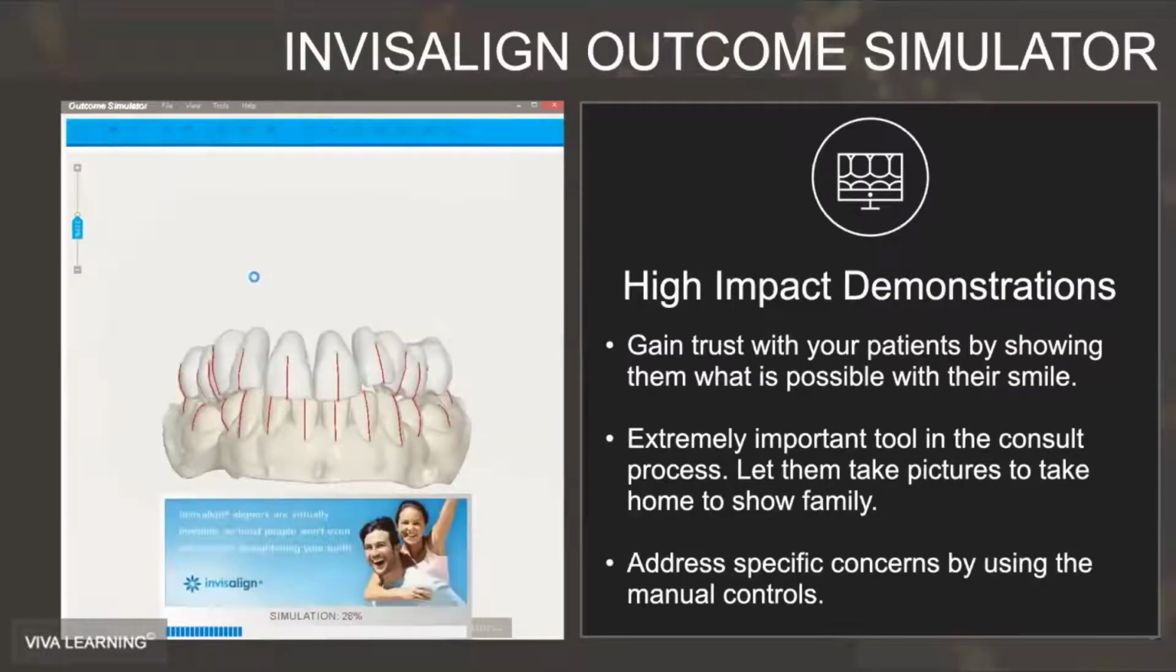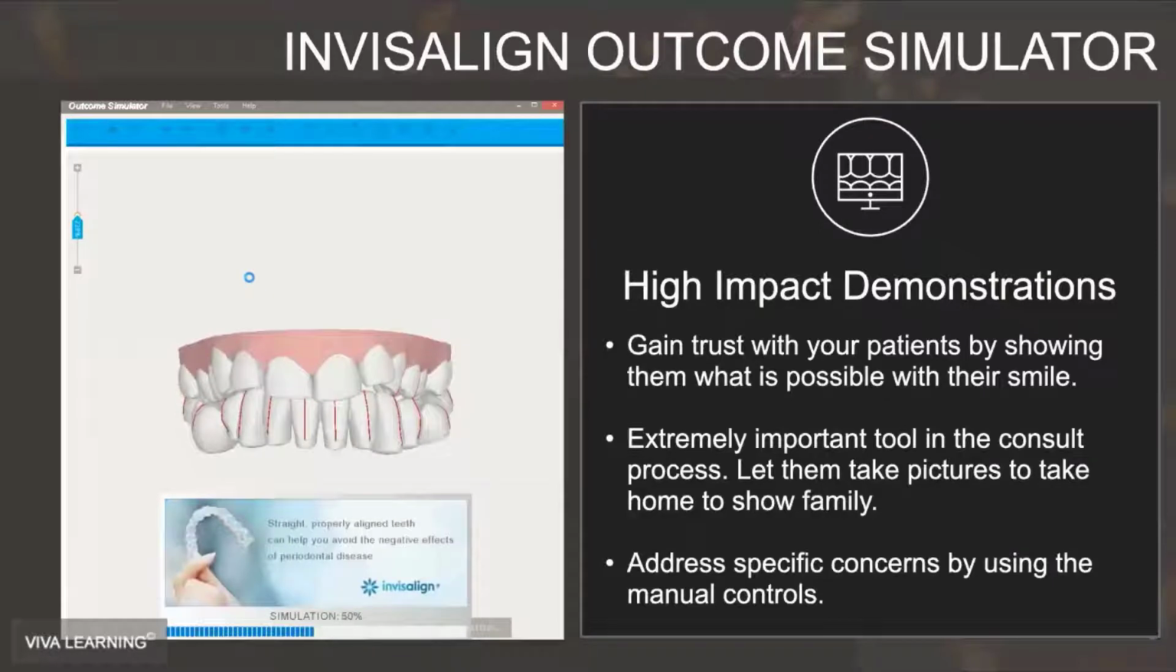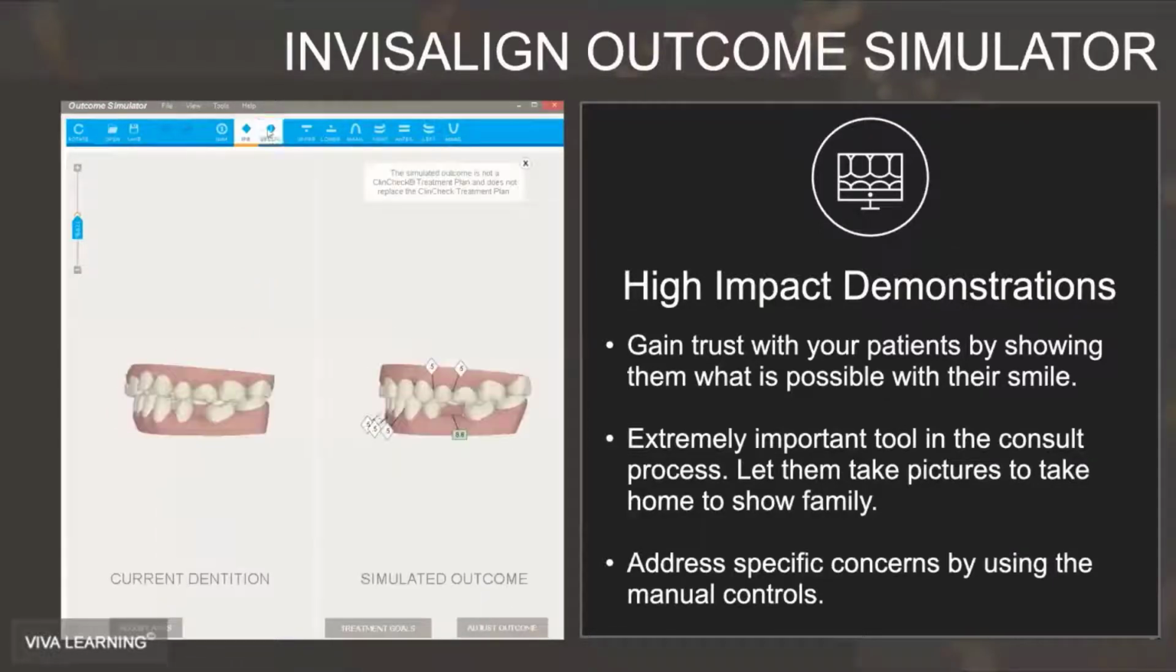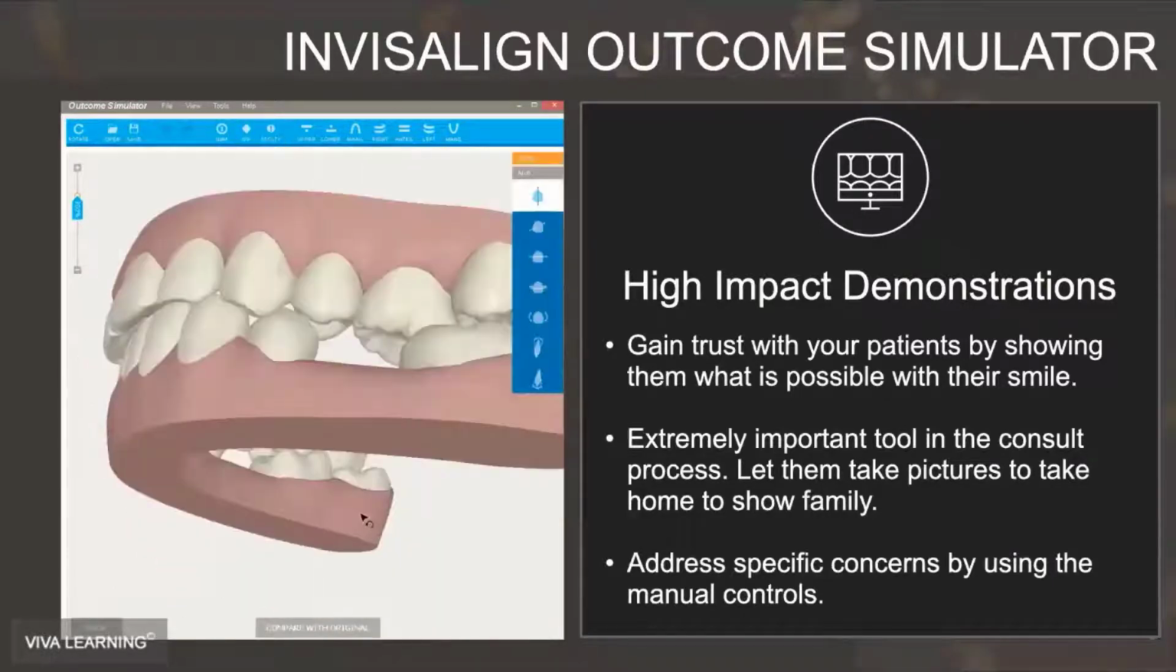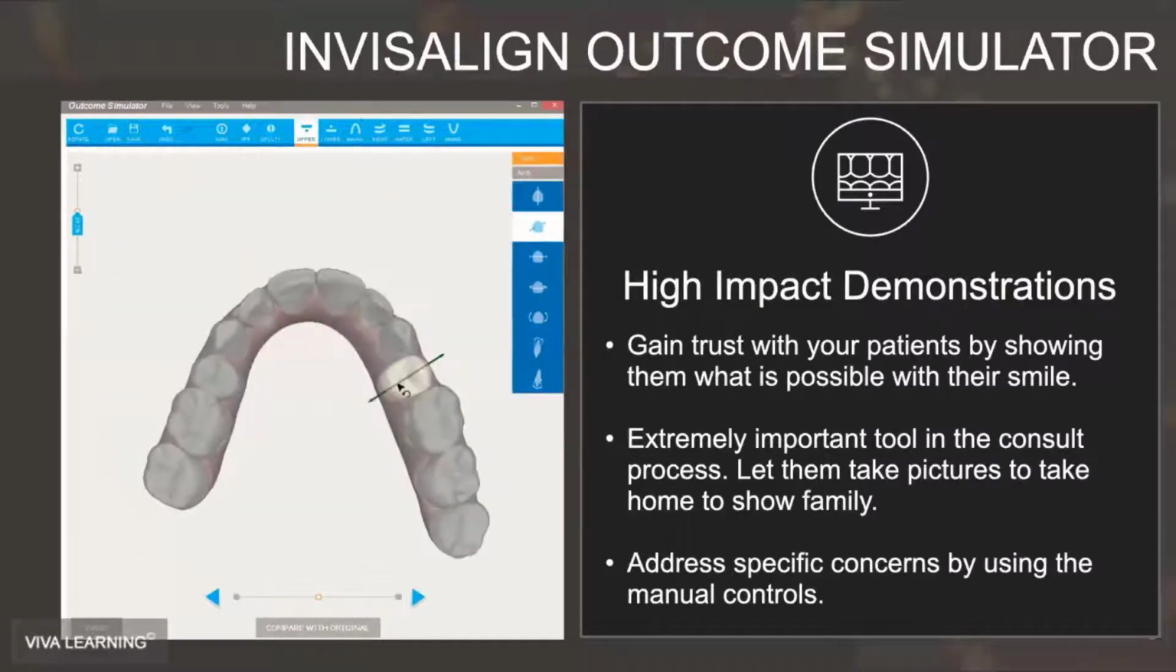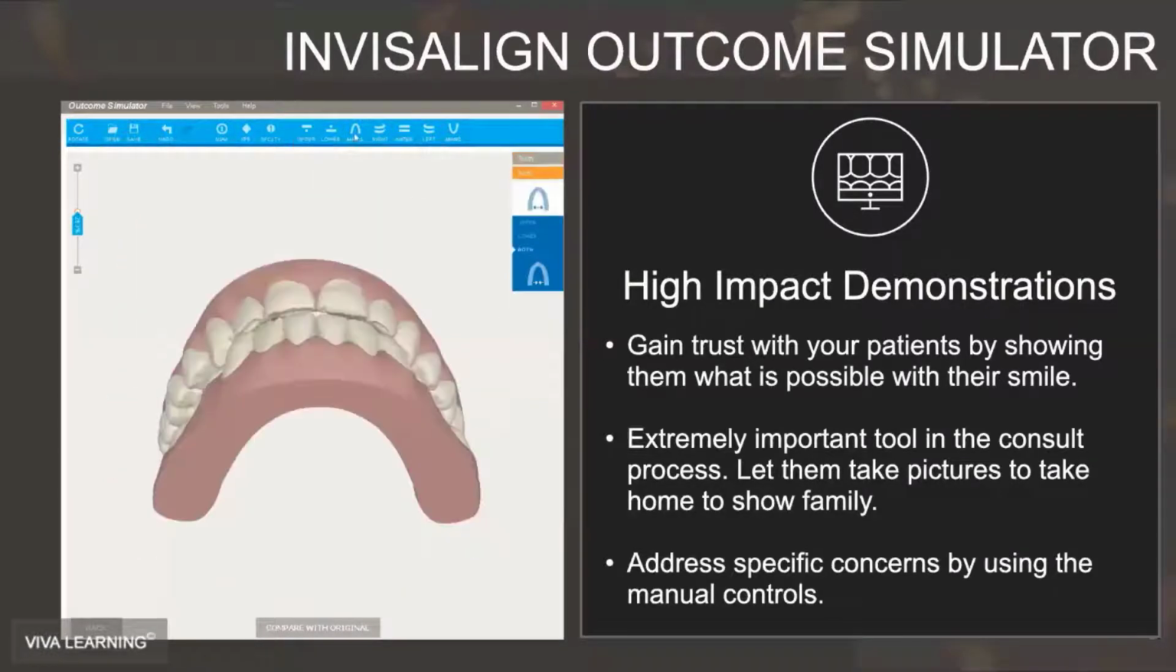The outcome simulator. Wow, I love this one because, again, it's really fun for patients to watch and see their teeth being moved in this way. And it allows me to show them that I'm going to do something special. Like, I'm still the doctor. I'm going to probably move things around.